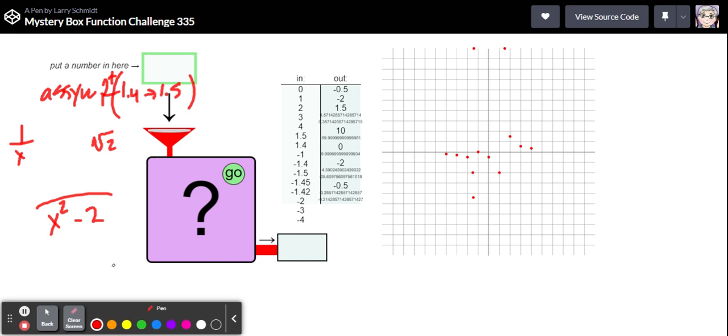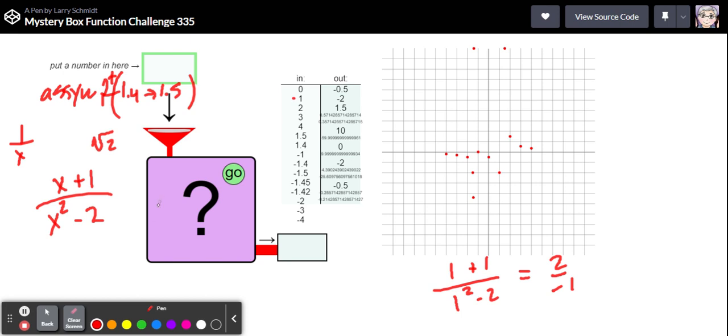And then what have we got on the top? Let's see, we can't just have x, because if we put in 0, we'd get 0. So let's try x plus 1 first, and plug in numbers and see what happens. So let's put in a 1. So that would be 1 plus 1 over 1 squared minus 2. 1 plus 1 is 2. 1 squared is 1 minus 2 is negative 1. So there'd be a negative 2 at 1.